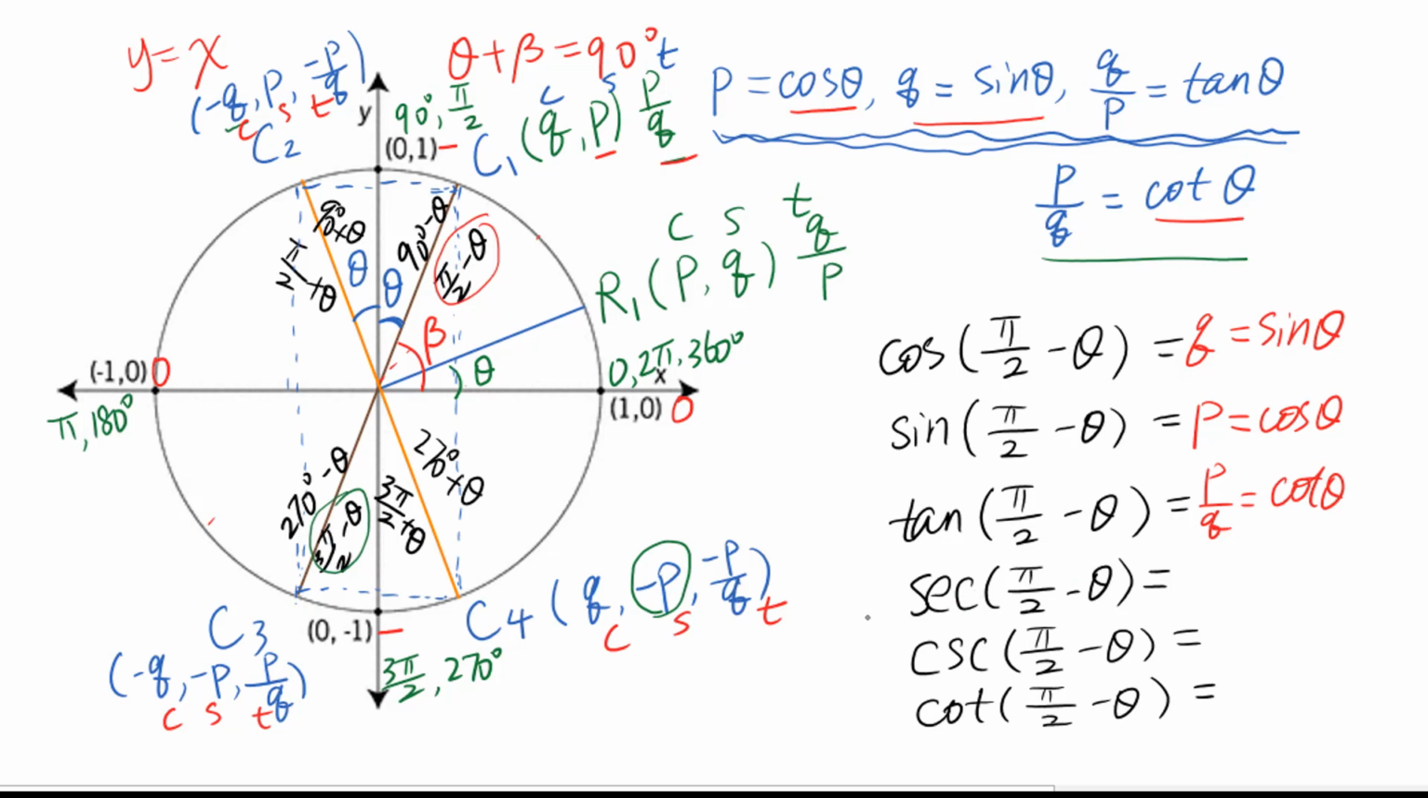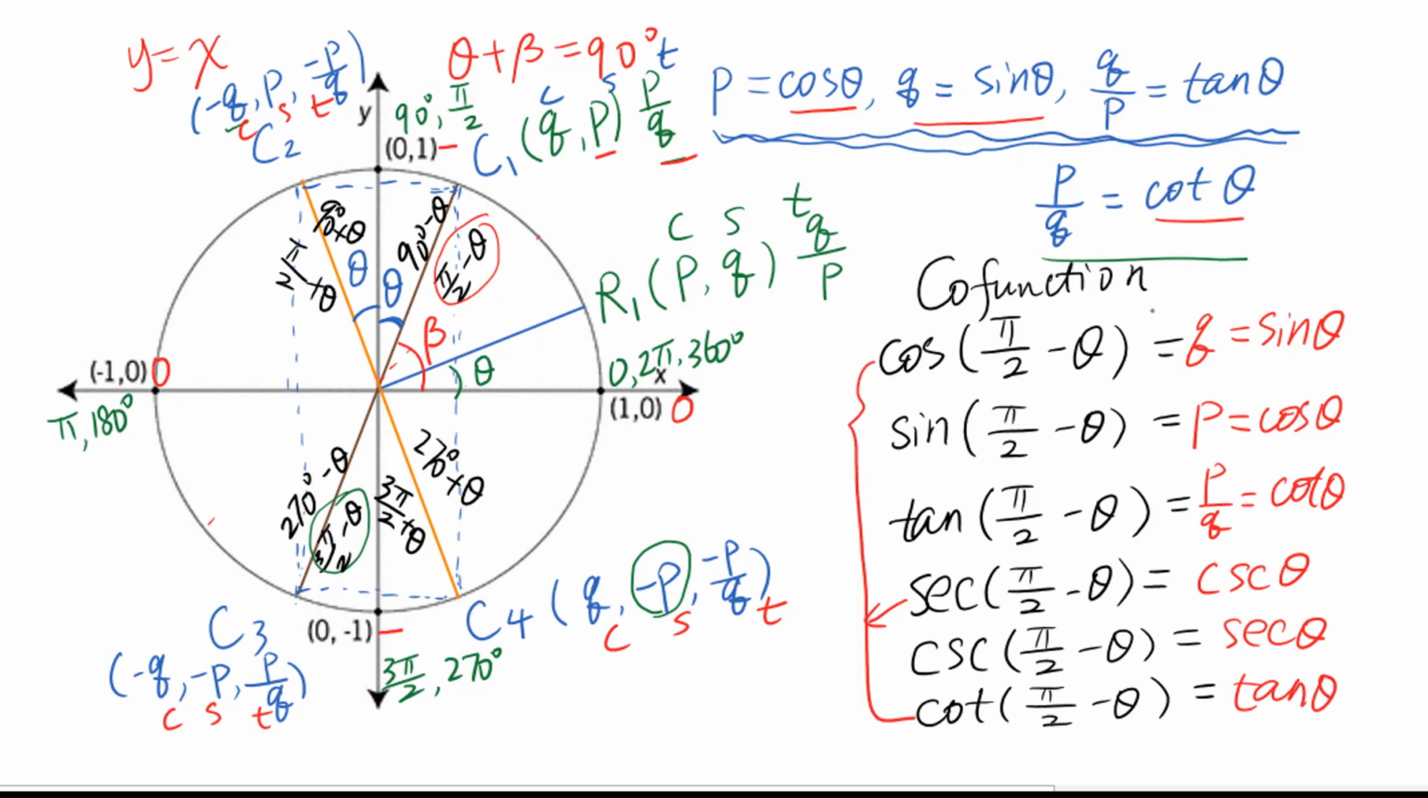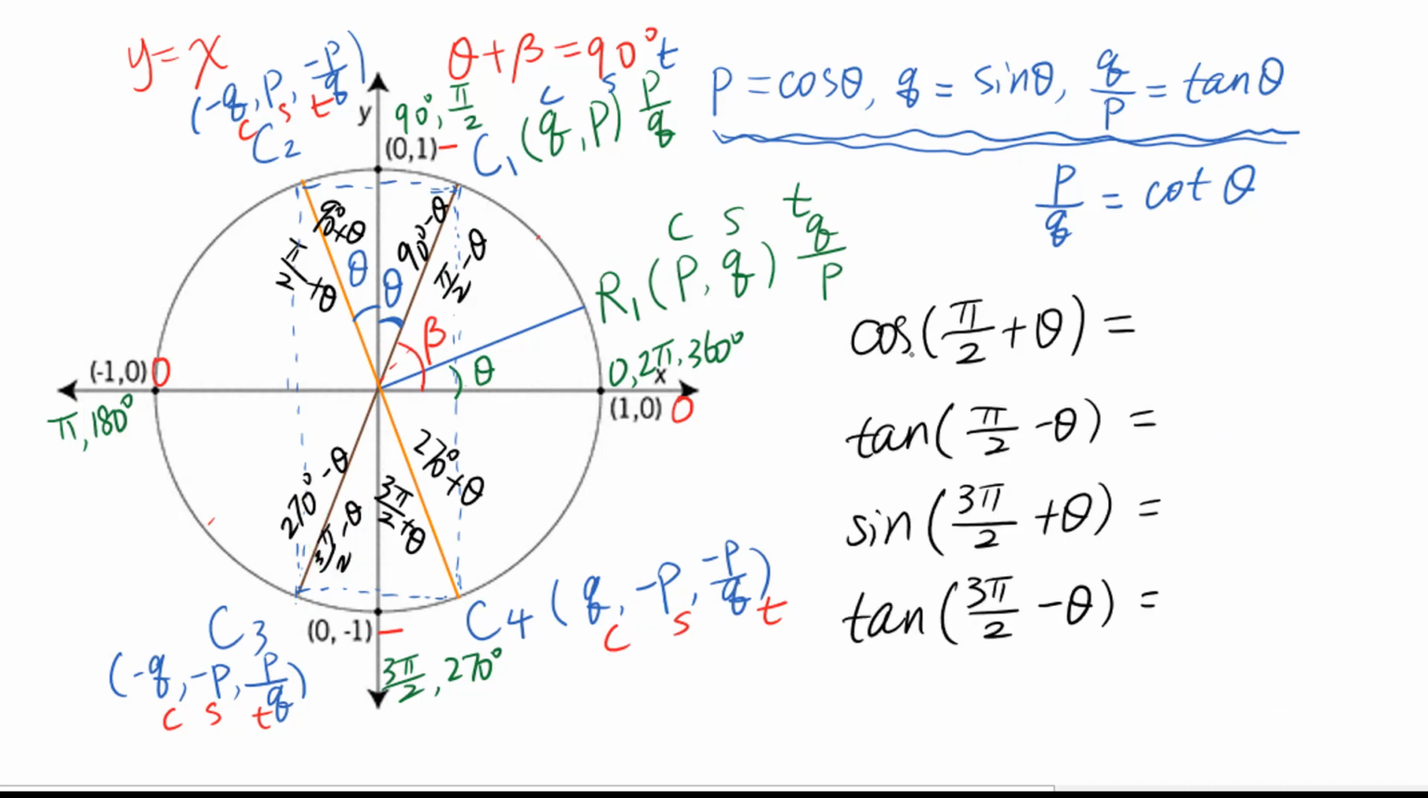For secant, that is 1 over cosine, you will get cosecant theta. And for cosecant theta, that's the reciprocal of sine, then you can get secant theta. Cotangent of pi over 2 minus theta will be tangent theta. We call all these 6 identities cofunction identities.